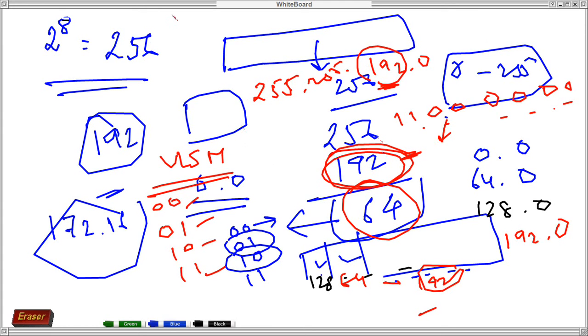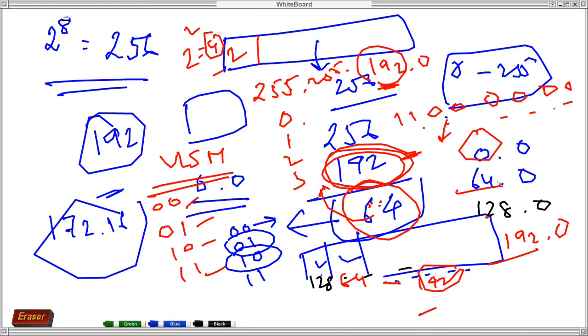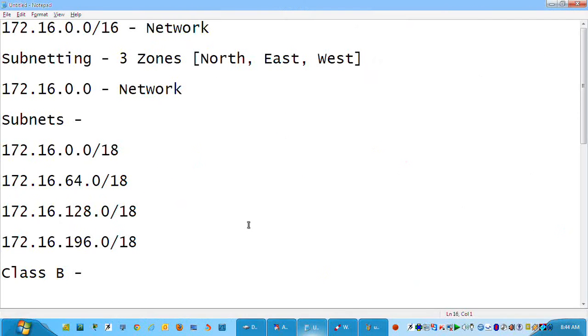How many subnets? I have borrowed 2 bits, so 2 to the power 2 equals 4. I am showing you the magic number, so it will be 0 1 2 3. Multiply the block size 64: 64 into 0 is 0, 64 into 1 is 64, 64 into 2 is 128, 64 into 3 is 192, and that is how I got 4 subnets: 0.0, 64.0, 128.0, 196.0.